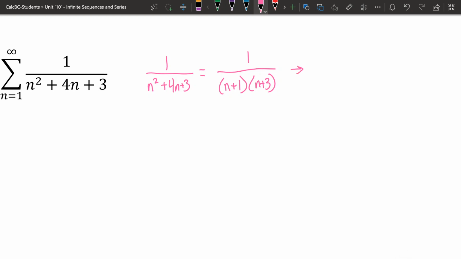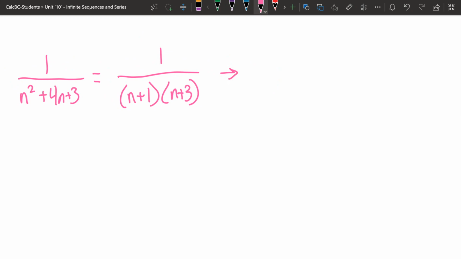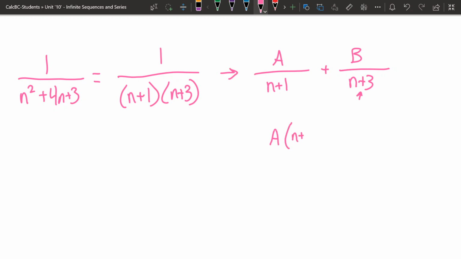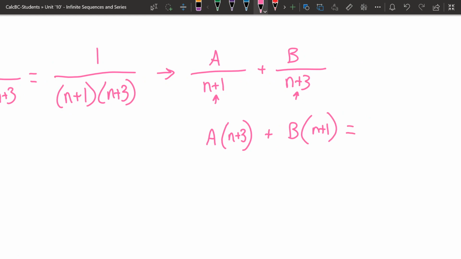So then we can rewrite that as some numerator a over the first factor plus some numerator b over the second factor. All right, that's got to be equivalent. So we can take that first numerator times our second factor in the denominator plus our second numerator times our first factor, and that's got to be equal to the numerator of our original, which is 1.